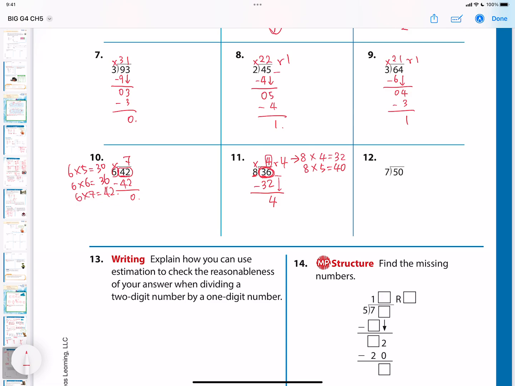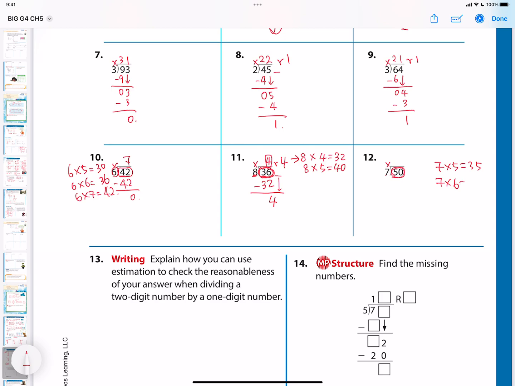Now let's move on to number 12. 7 times what is closer to 50 but not greater? That's the question. Since we know 7 cannot fit into 5 tens, we need to work with 50 ones. We know 7 times 5 is 35, so we can start from there. We don't have to start from 7 times 1, 7 times 2, right?